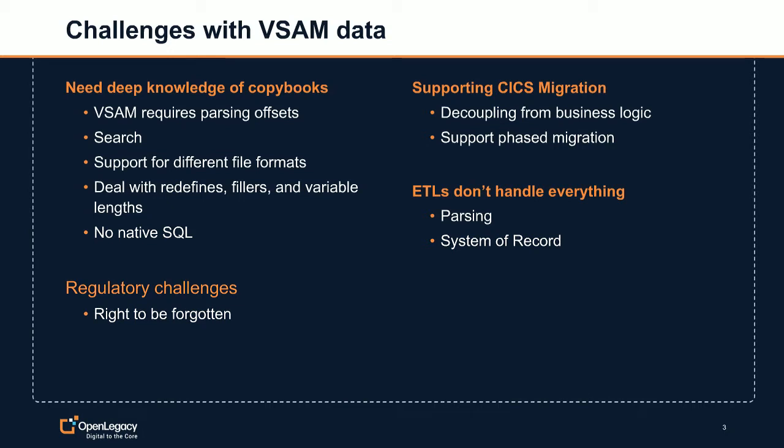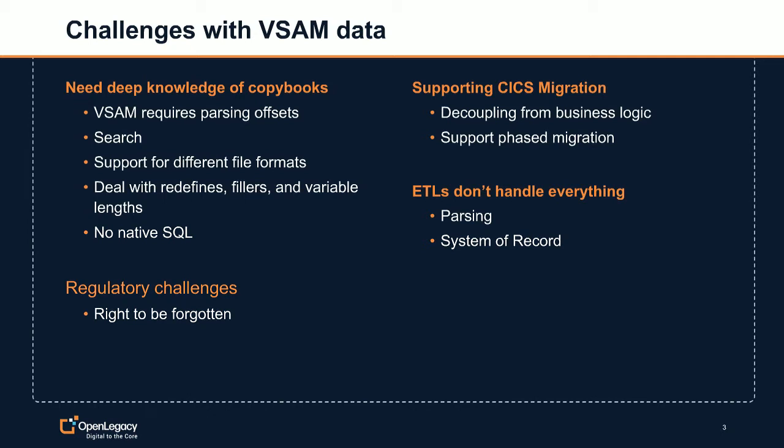But it's not just regulatory that's an issue here. We talked about supporting CICS migration paths. Now, people always say, I want to migrate my data and my business logic off the mainframe to digital. Not everyone does this, but some people definitely want to do that. Well, how do you actually do that? You almost always support a phased migration, but that's hard to do because the business logic has to be decoupled from the data.